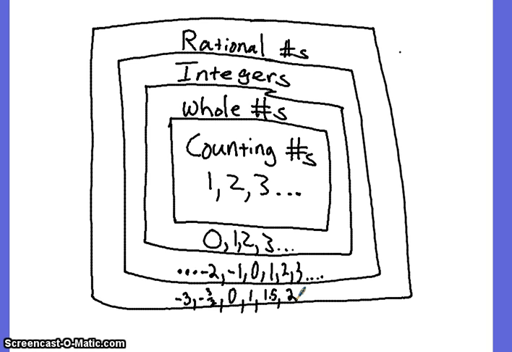Is every rational number a counting number? No, because rational numbers include things that aren't counting numbers. All right? So looking at this chart, starting from the outside, the biggest one, the rational numbers, and I work my way in, I can't make a true statement. But if I start from the inside and work my way out, I can make true statements. Every integer is also a rational number, but not every rational number is an integer, is what I'm saying.